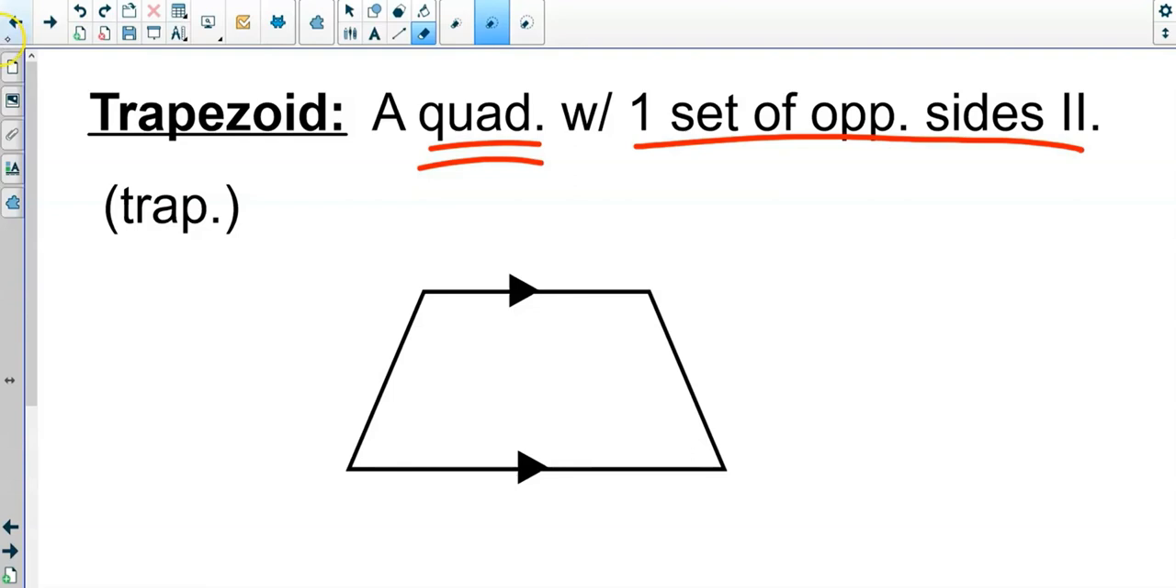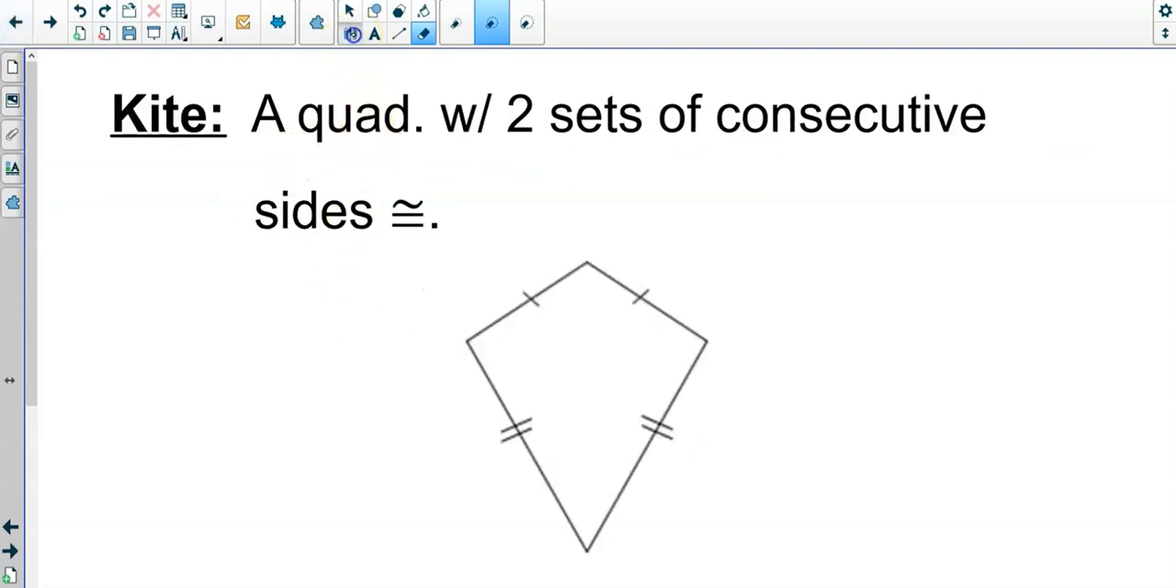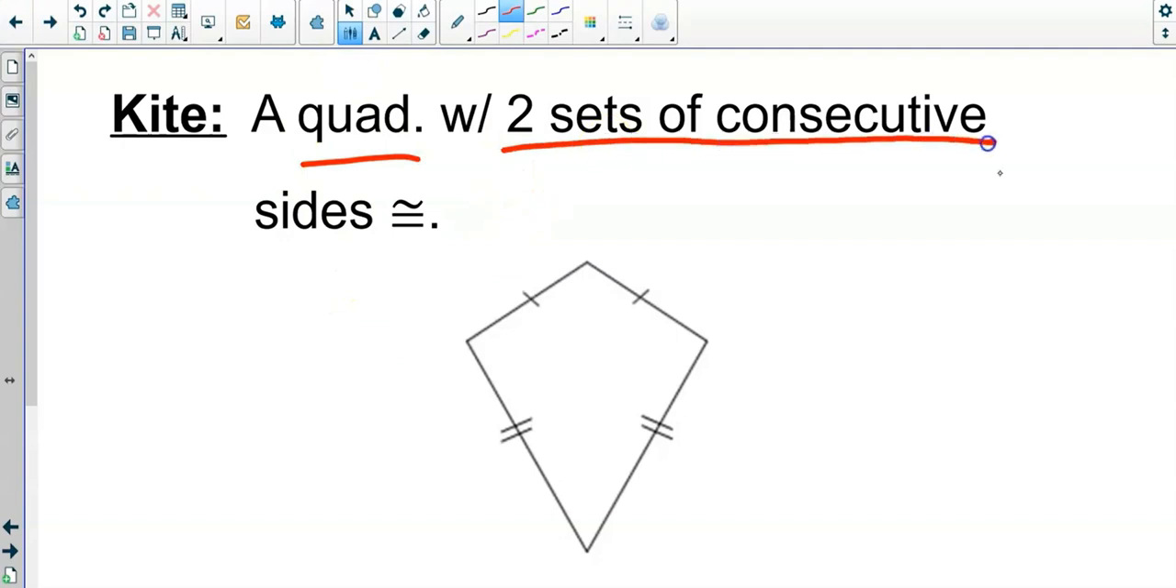Then the last special kind of quadrilateral we have is what we call a kite. Again, it is a quadrilateral, but what this one has that's special is it has two sets of consecutive sides that are congruent. Consecutive sides means that these are two sides that actually touch. And so when you look at the picture, hopefully your common sense will kick in and you know which are the two consecutive sides.